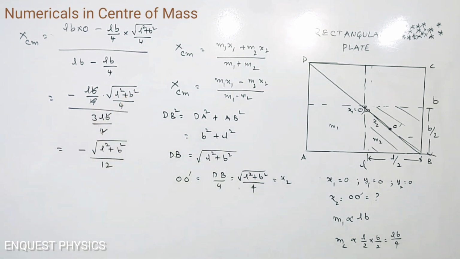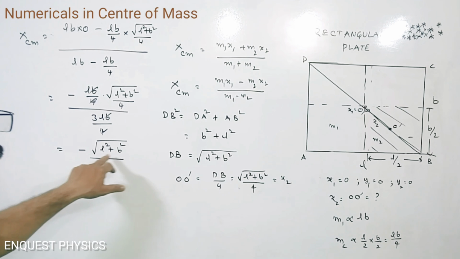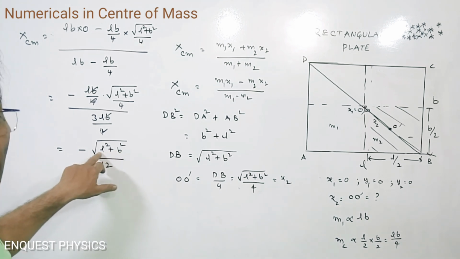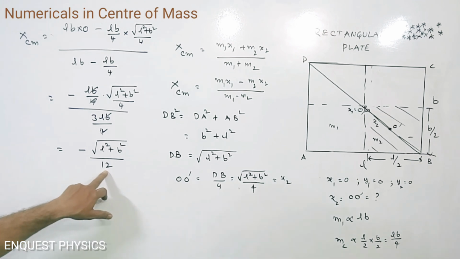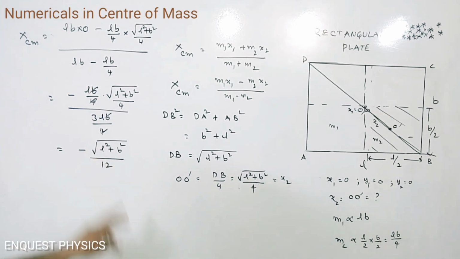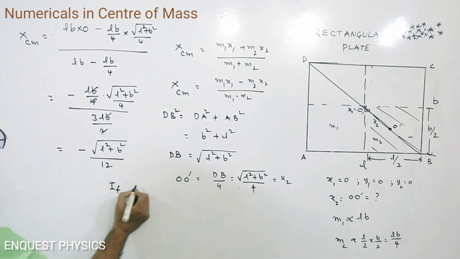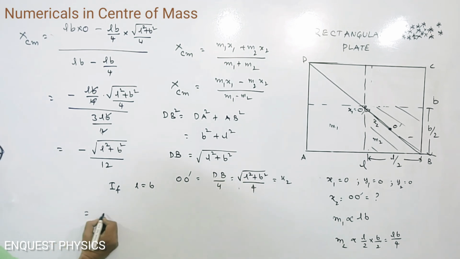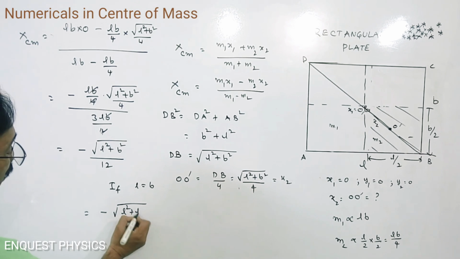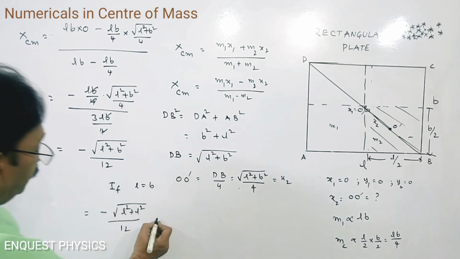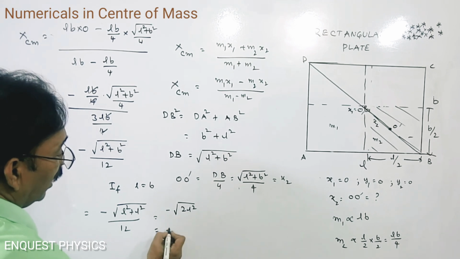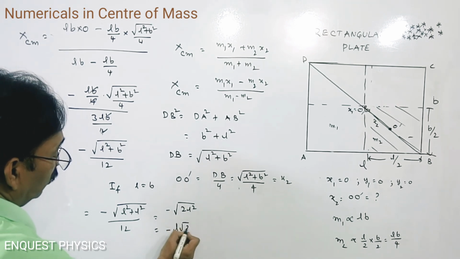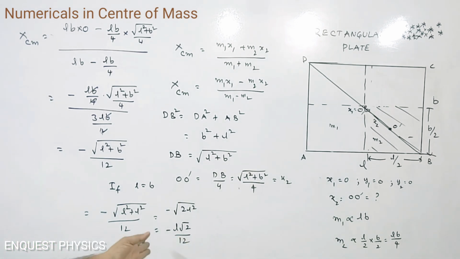Students, in this way you can find it out. Let's check whether it's right or wrong. If you consider it as a square plate, L is equal to B, then what do you get? Under root of L squared plus L squared by 12, that is minus root of 2L squared by 12, that is minus L root 2 by 12. We get the same result as what you did before.